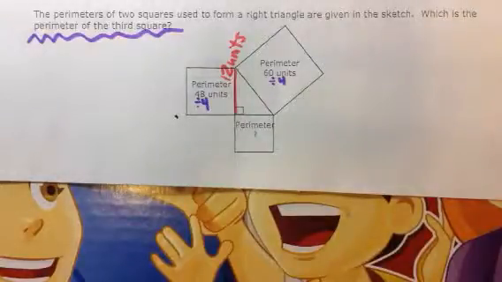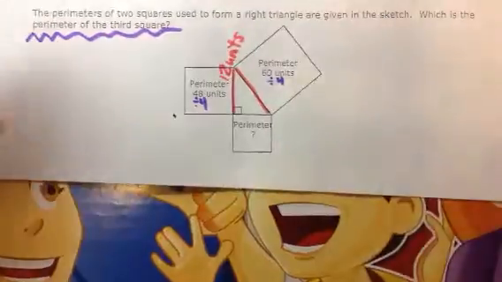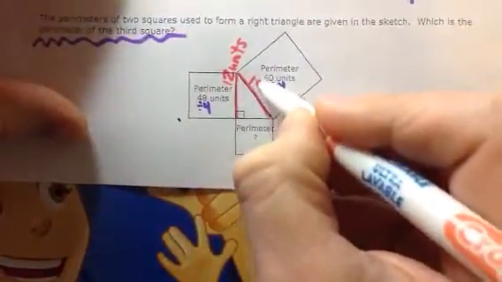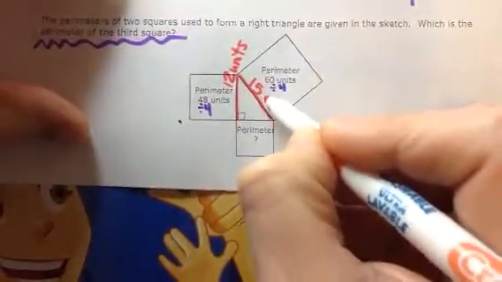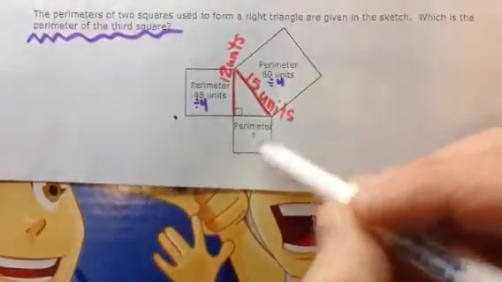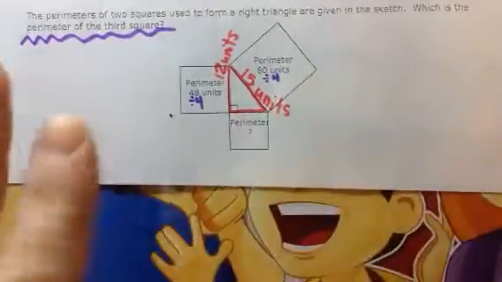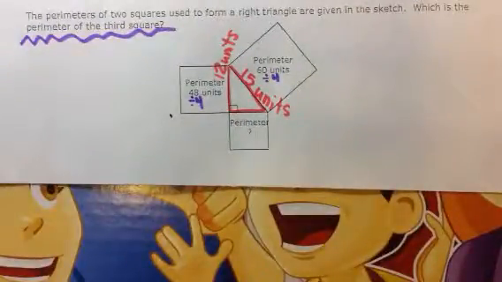12 units. 60 divided by 4 gives me that this longest side is 15 units. So before I can get this one's perimeter, I just need to know how much this side is, okay?